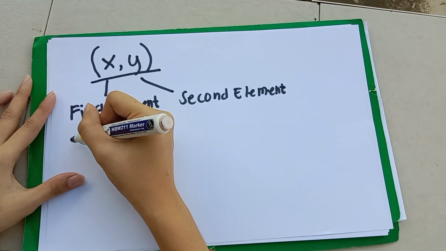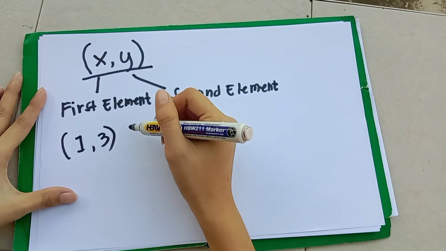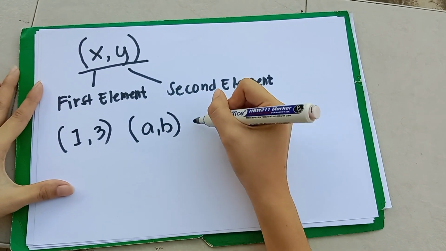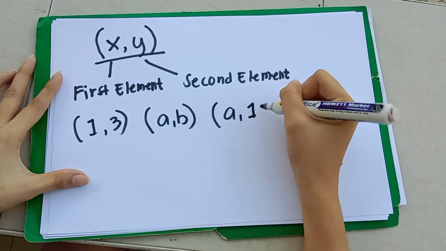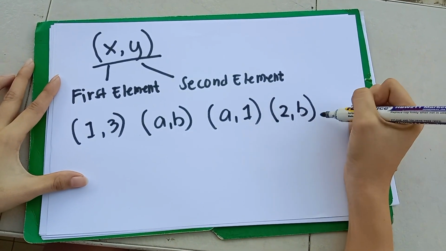So another example of an ordered pair of numbers is 1 and 3. And letters, it is A and B. While in number and letter, it is A and 1 and 2 and B.